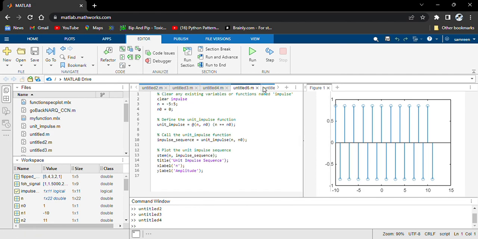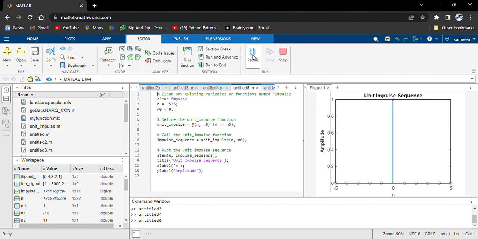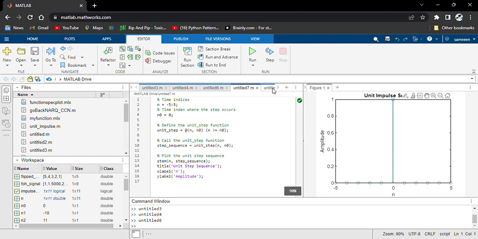In the next task, we have our unit impulse function. The unit impulse function gives us a value only at n equals 0. So in the output, it is clear that for other values of n it will be 0, and for n equals 0 it will give us a signal.